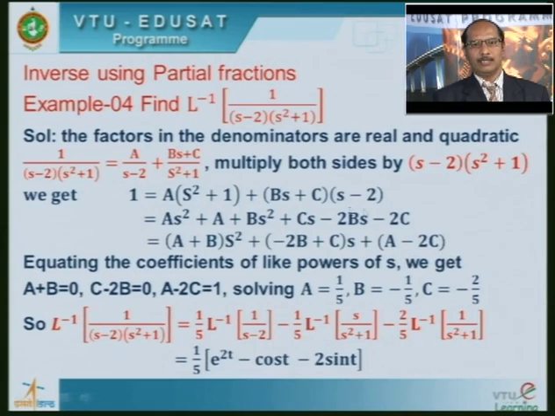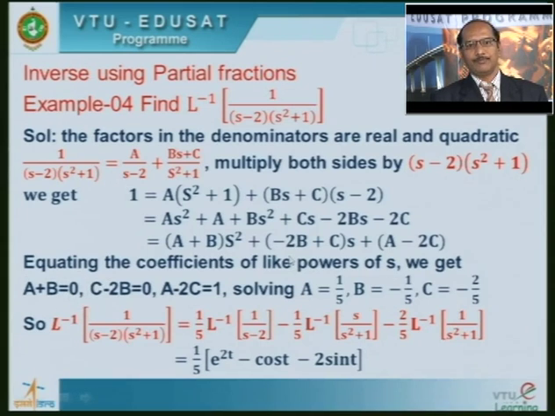After doing this, now equating the coefficients of like powers of s on both sides. Like means comparing s square coefficients on both the left hand side and the right hand side. In the left hand side there is only a single term 1, there is no s square term and no s term. So, the coefficient of s square is 0, the right hand side a plus b is equal to 0, this is one equation.